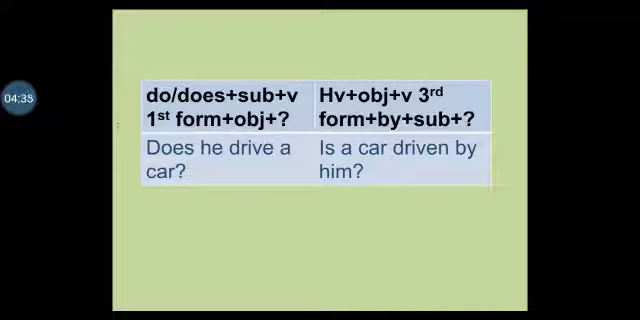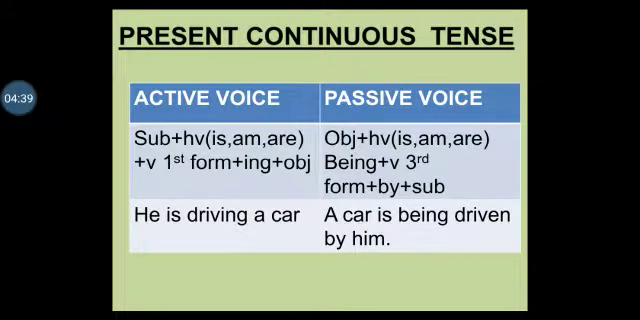Clear? Now we will start the present continuous tense. In present continuous tense, write down the formula for the active voice. Subject plus helping verb is, am, are plus verb first form plus ing plus object. He is driving a car.